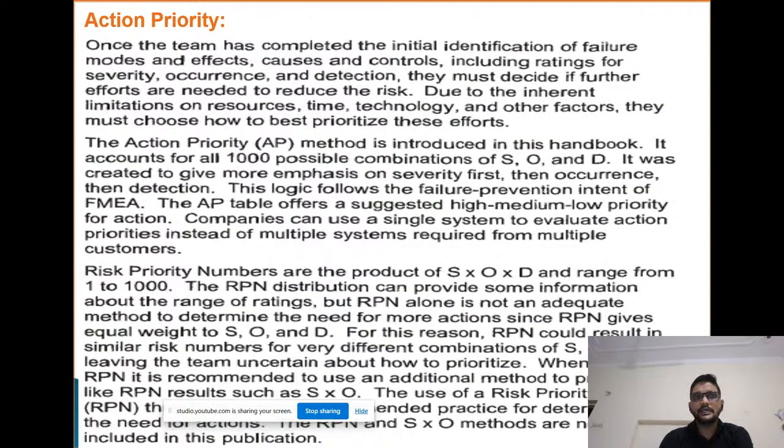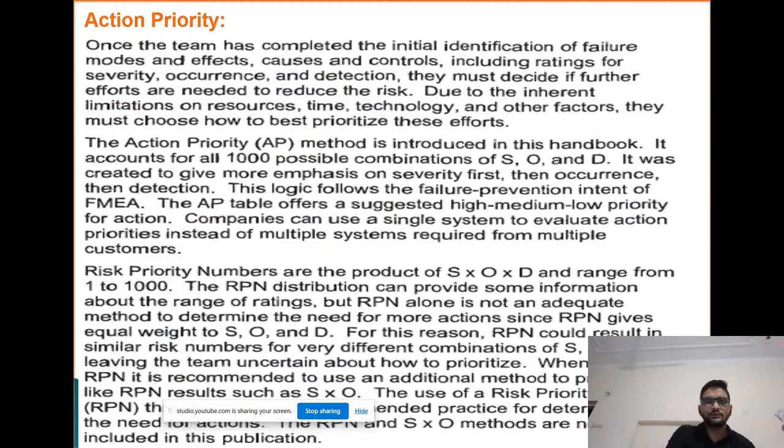Now, action plan. Once the team has completed the initial identification of failure modes and effects, causes and controls, including rating the severity, occurrence and detection, they must decide if further effort is needed to reduce the risk. Due to the inherent limitations on resources, time, technology, and other factors, they must choose how to best prioritize these efforts. The action priority method is introduced in this handbook.